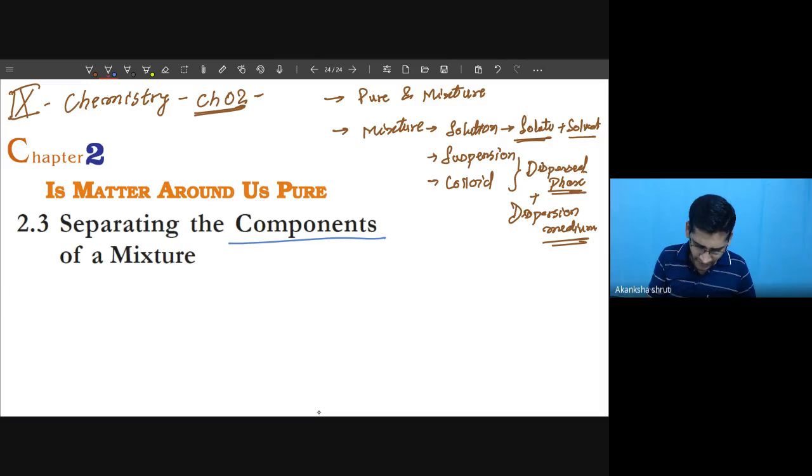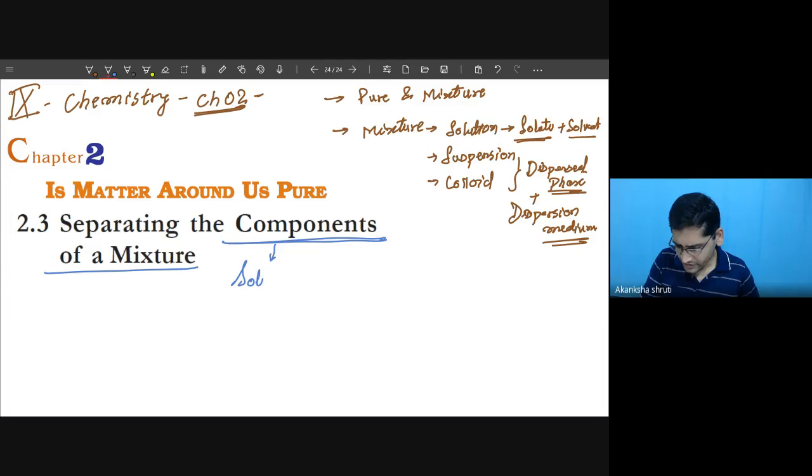So separating the components of a mixture. What does this mean? We want to separate the solute from the solvent, or the dispersed phase from the dispersion medium. That is, to separate the solute from the solvent.